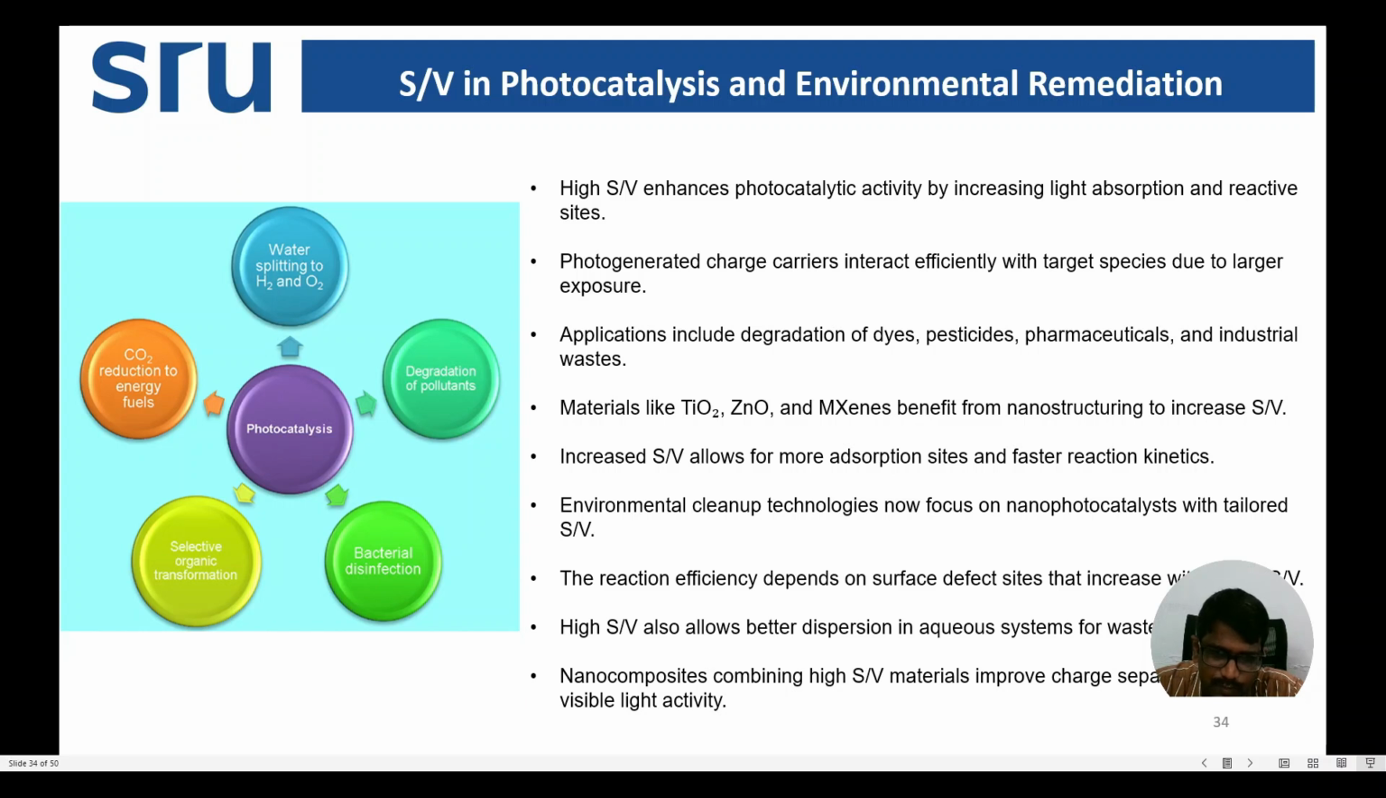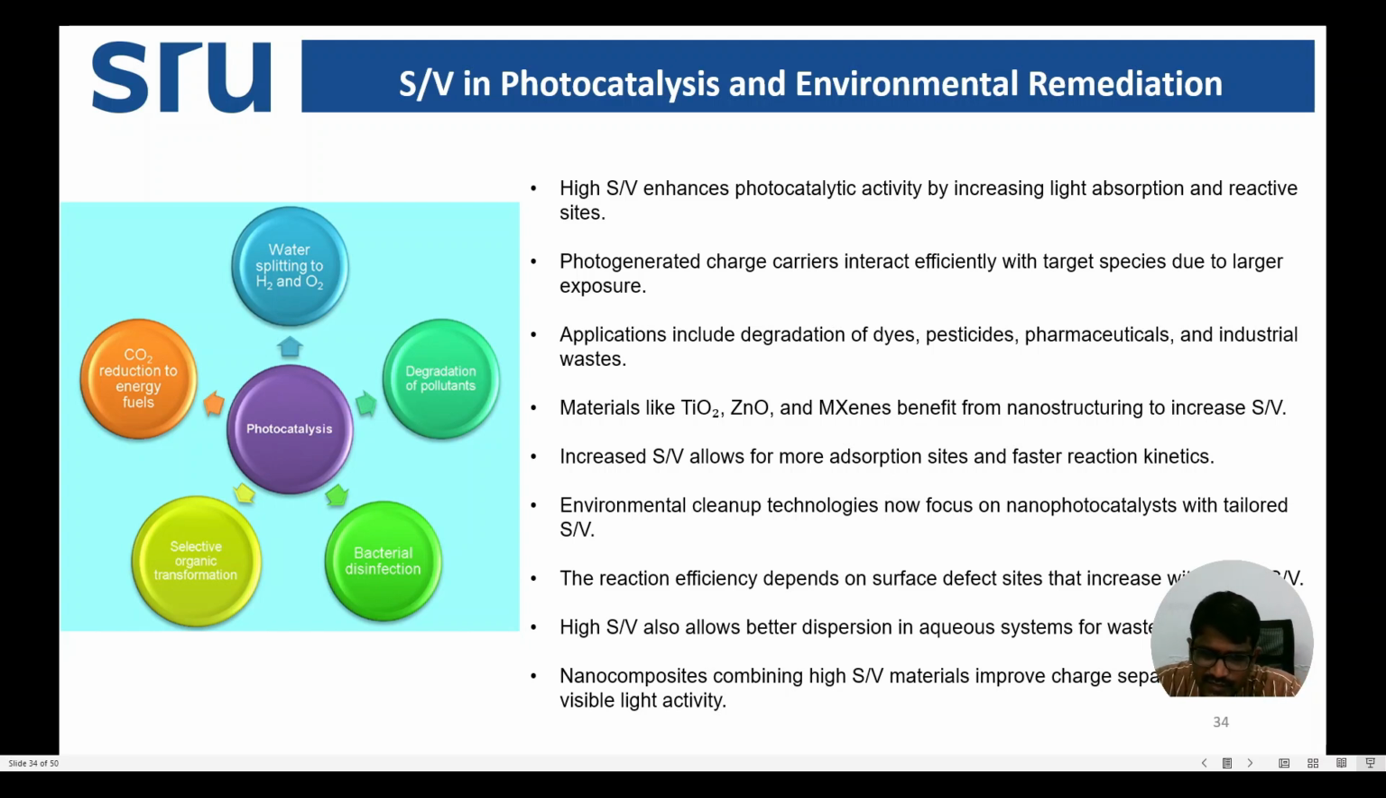Environmental cleanup technologies now focus on nano photocatalysts with a tailored surface to volume ratio. I already told you, to treat these environmental pollutions, we need nanomaterials. But even within the nanomaterial, we can modify and alter. We can tune the shape and surfaces to achieve higher surface to volume ratio.